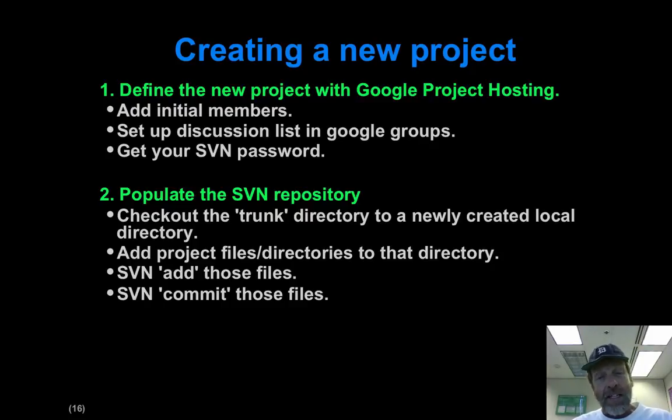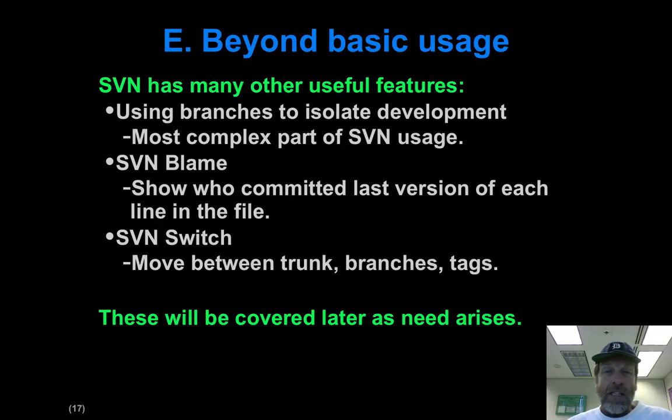Then use the svn add command to put those files under version control, and then commit those files. Okay, so in Subversion, it's not the case that simply putting things in a directory automatically puts it under version control. You have to use this explicit add command to make that happen. There's a lot of other things, branching, SVN blame, switching between the various subdirectories of a repository. Those are easy to understand later on once you get past the basic usage, so we won't cover them right now. Okay, thanks a lot.